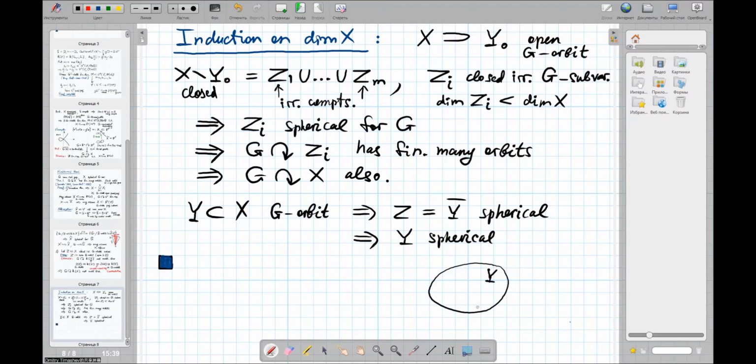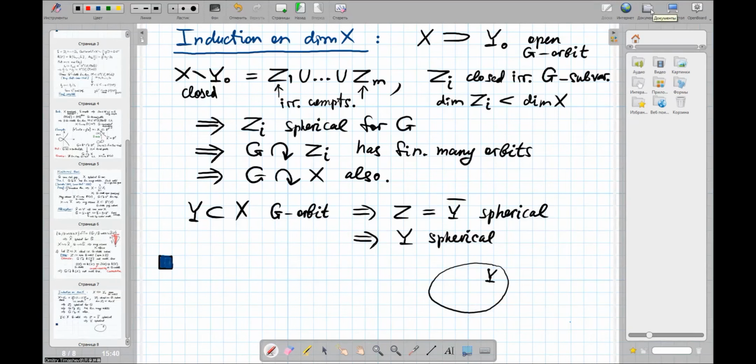I think there is an easier way to say that Y is spherical, because the definition of a spherical variety is that its open G orbit is already a spherical homogeneous space. So in the induction, we can assume that Y naught is a spherical homogeneous space.